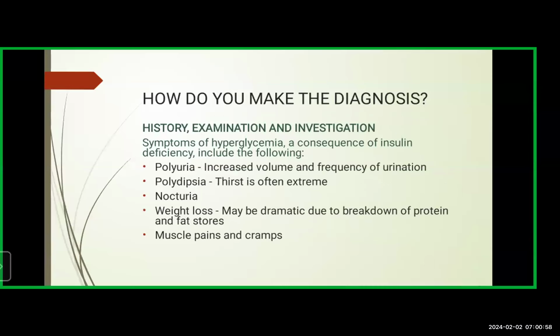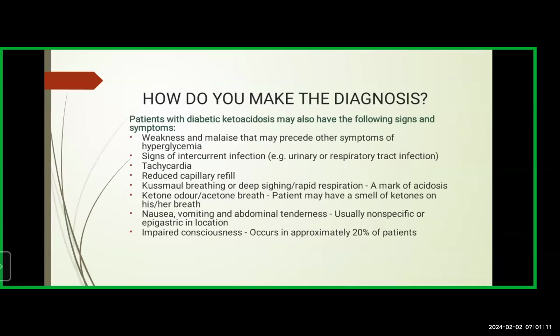How do you make a diagnosis? Diagnosis is made from history, examination, and investigation. The patient may have symptoms of hyperglycemia, which includes polyuria, polydipsia, nocturia, weight loss, and muscle cramps. Other clinical features that can be seen include signs of recurrent infections like cellulitis, urinary tract infection. Others include tachycardia, deep breathing, which is a mark of acidosis, acetone breath, and nausea and vomiting. These patients may experience abdominal tenderness.